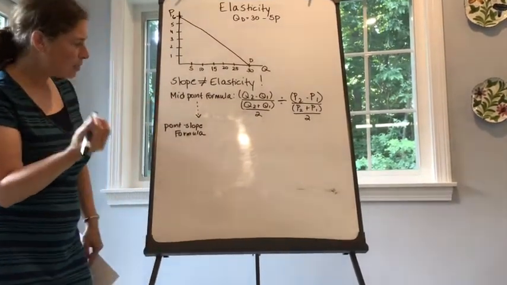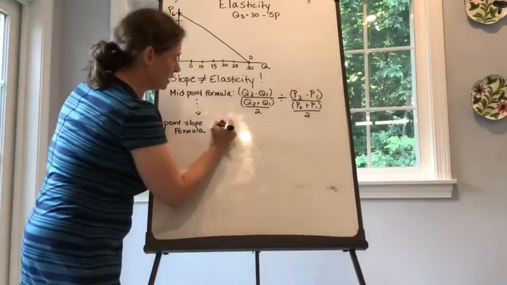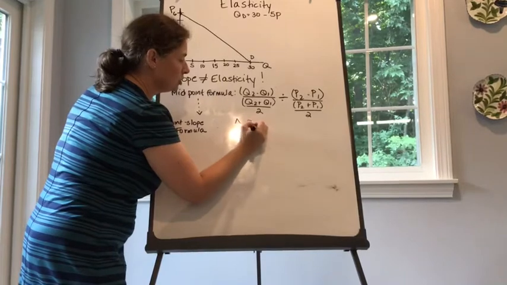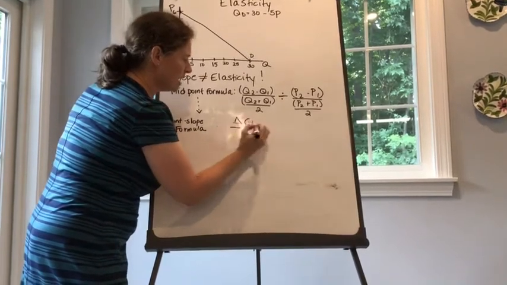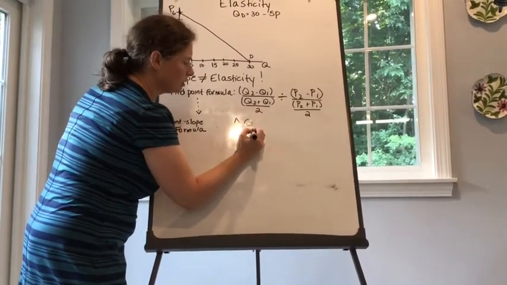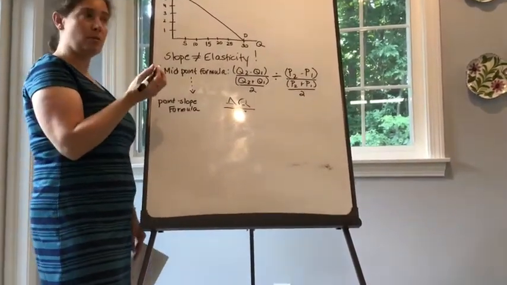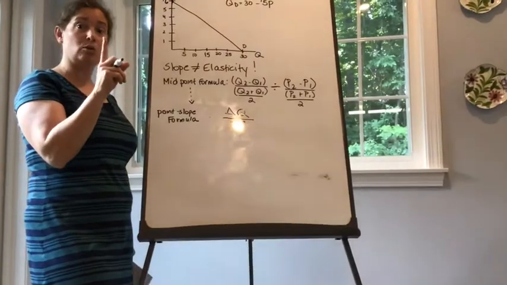Now what I'm going to do is rewrite this formula and say what I've really got going on is change in quantity divided by, and I'm going to put this in quotes, some reference or anchor value of Q. It could be the midpoint, or it could be a specific quantity.